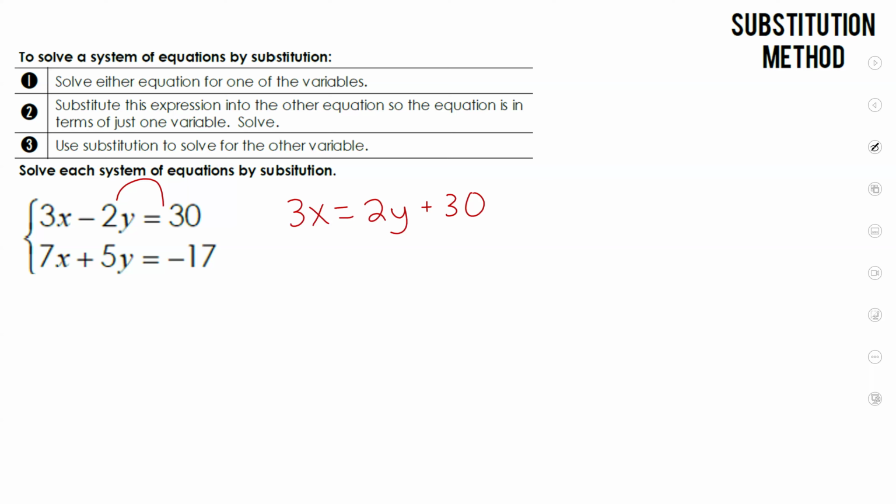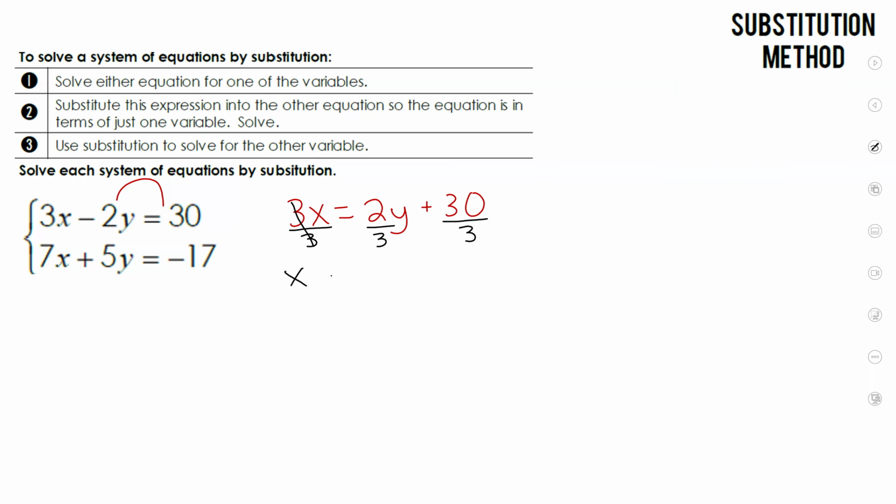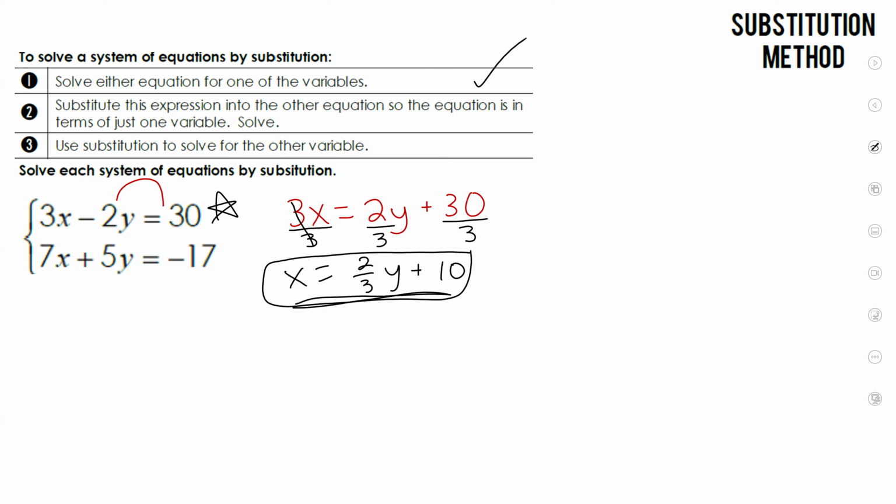Now we're not done. I'm going to divide by a 3. So we got x is 2/3 y plus 30 divided by 3 is 10. So this is my new equation. I transformed this one to become this right here. That's your step 1, solve for one of the variables.